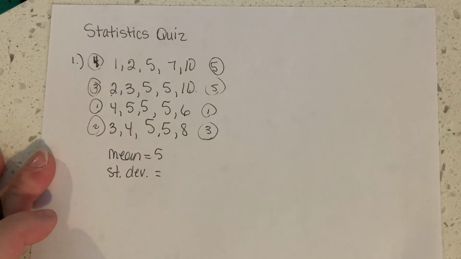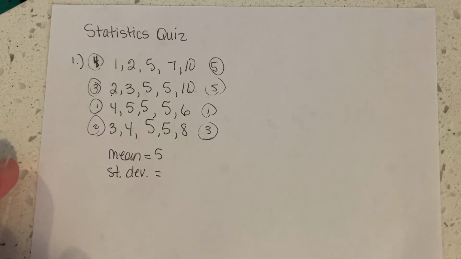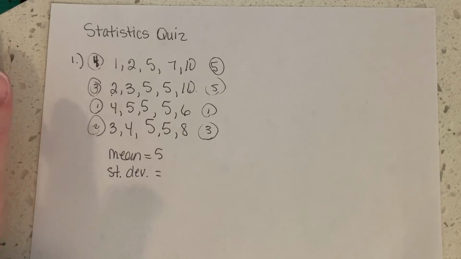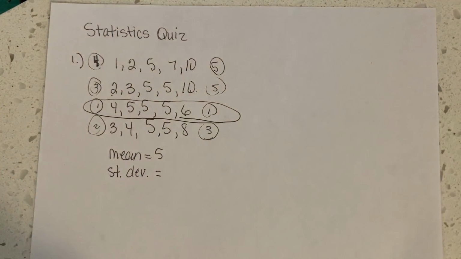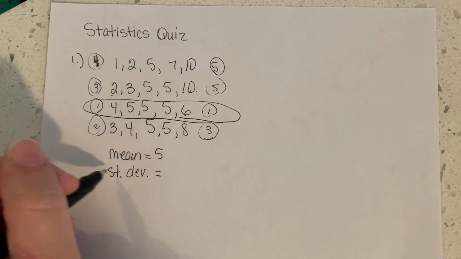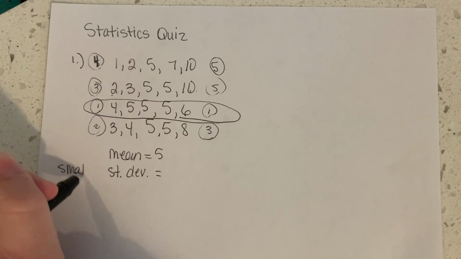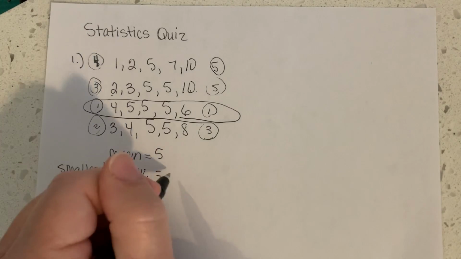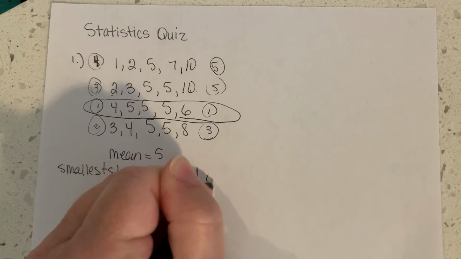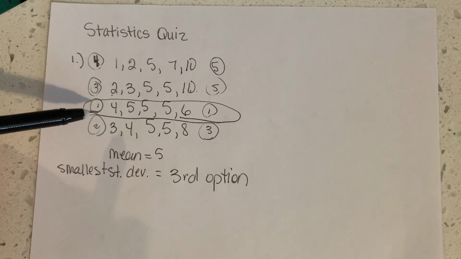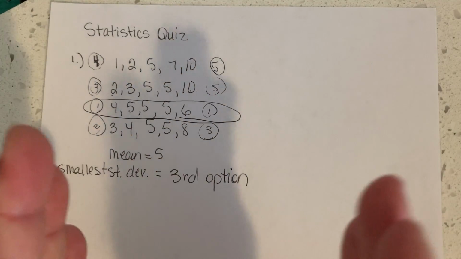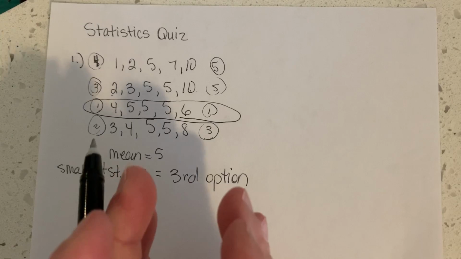So I want you to just use common sense rather than having to type all 4 in, although you definitely could type them into your calculator. But the one that has the smallest standard deviation is going to be this one, which is the third option. So this is smallest. Standard deviation is going to be the third option because these numbers are all so close together. They're sticking right by that number.